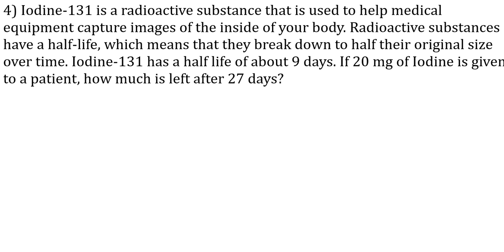Well, what do we know? Half-life. Half the amount stays with you over a certain time period. So our multiplier is 1/2. What's the time period? Well, it says 9 days. We're going to have to measure this in 9-day increments. That's going to impact your exponent. We know the starting amount of iodine is 20 milligrams, and we're measuring this for 27 days.